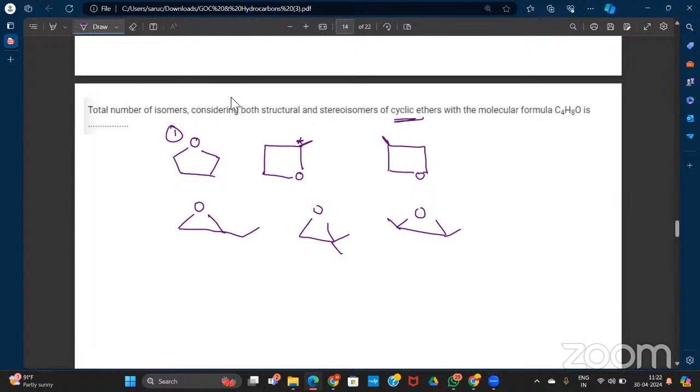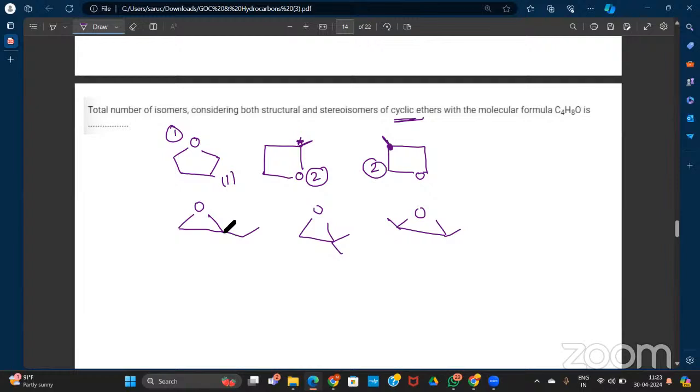Now you have to find out whether it has a chiral center. Here there is no chiral center, so you'll be having only 1. And here, how many chiral centers do you have? 1 chiral center, so you'll be having 2 isomers. And here too you have 1 chiral carbon, so therefore you'll be having 2. So 2, 4, 5 you got.